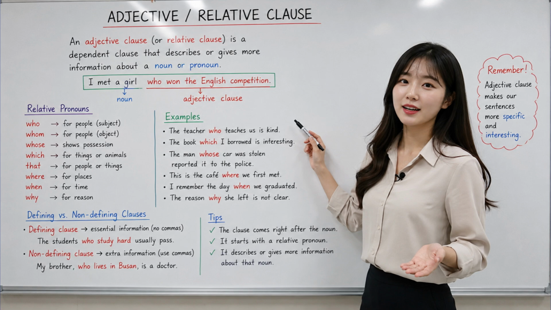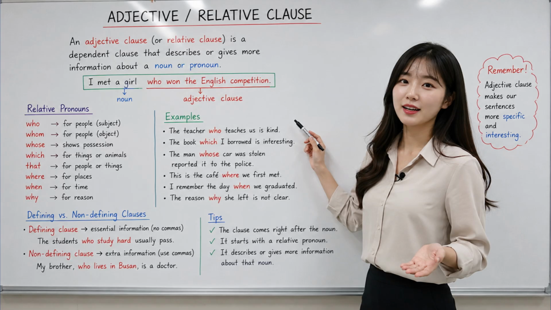Remember, learning grammar is not about memorizing every rule perfectly. It's about understanding how English works and using it to communicate your ideas with confidence. Don't worry if you make mistakes at first. That's a normal part of learning. The more you read, listen, speak, and write in English, the more naturally adjective clauses will become part of your everyday language.